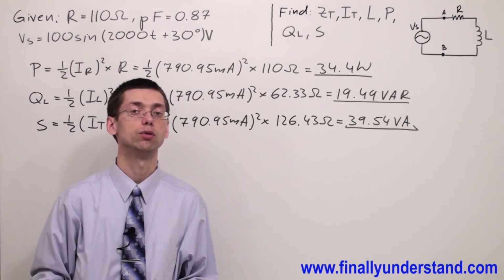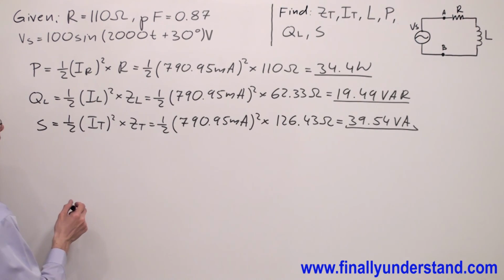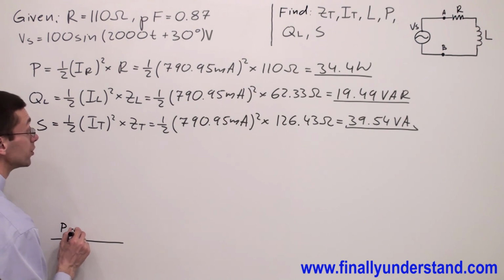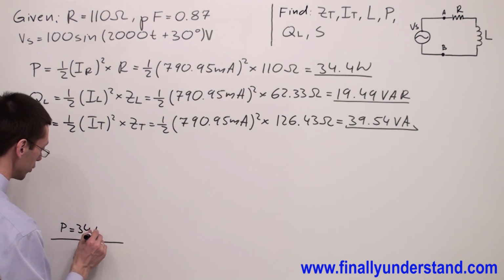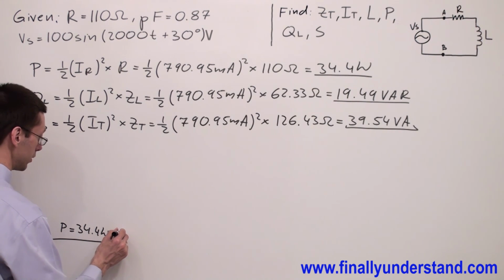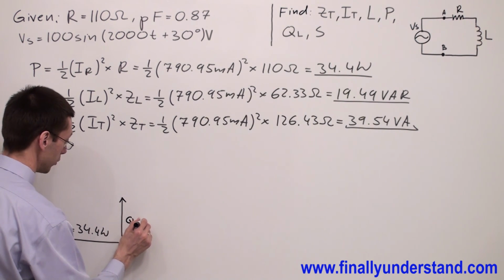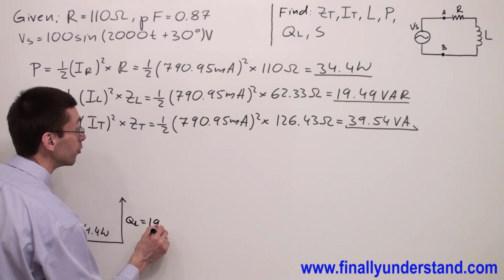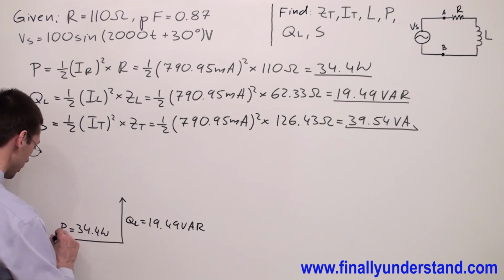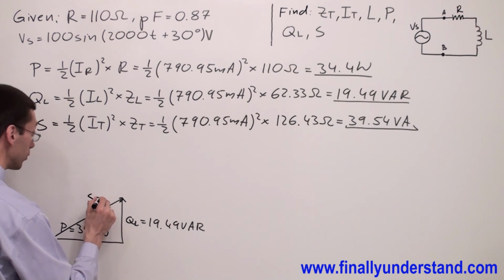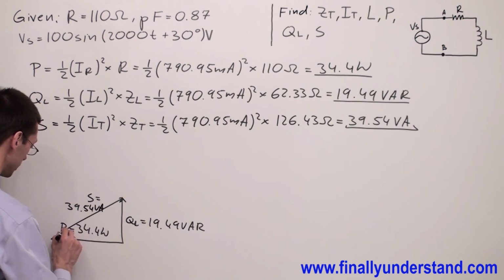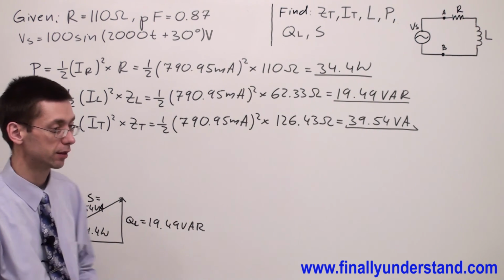Next, we can draw the power triangle. So I have true power, P true is equal 34.4 watts, and I have QL, which is equal 19.49 volt ampere reactive, and I have apparent power S, which is equal 39.54 volt ampere, and this is my angle theta. So we can say that the problem is solved.